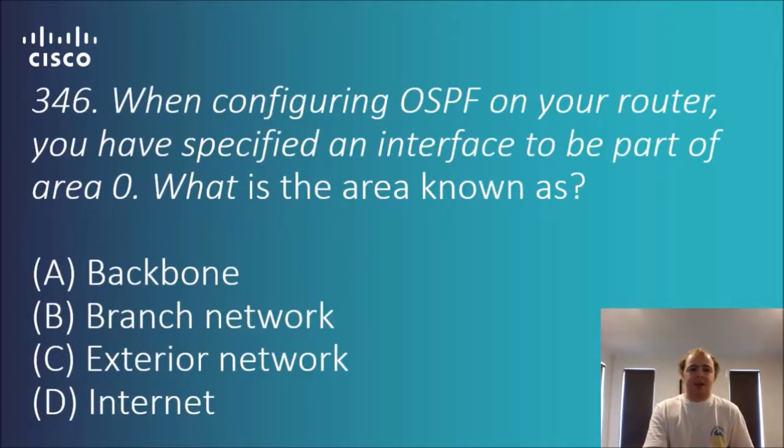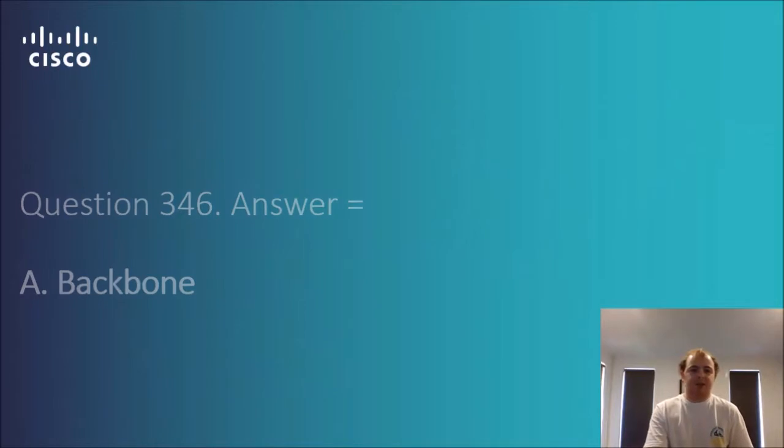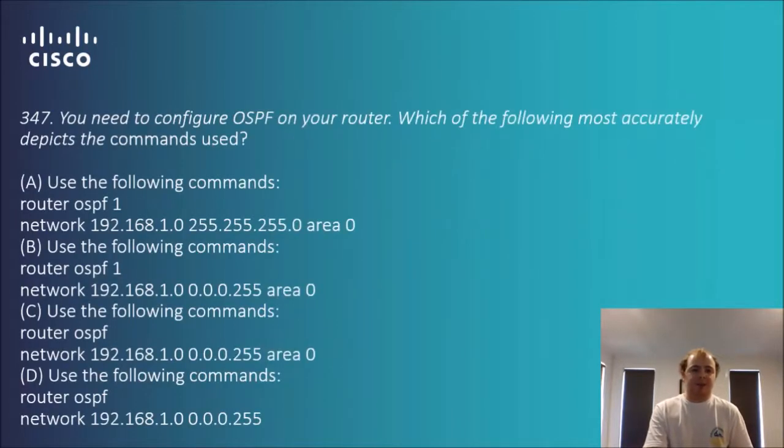346, when configuring OSPF on your router, you have specified an interface to be part of area 0. What is the area known as? We've got backbone, branch network, exterior network, internet. So think of it like ground 0, and the first bit to get any kind of connectivity to the outside world, we need a backbone. So the answer there is A.